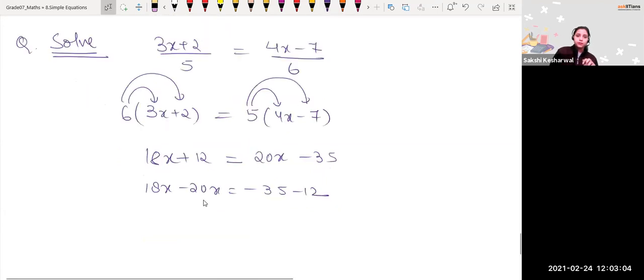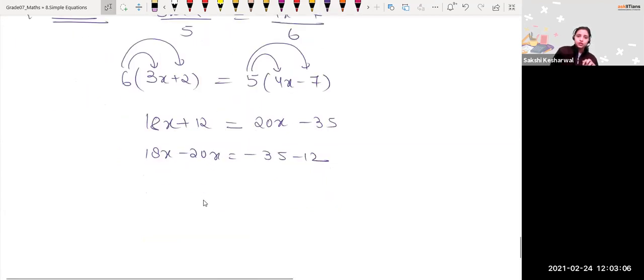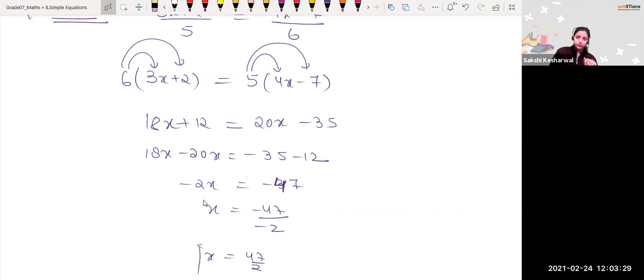Plus will become minus, plus 12 becomes negative, and my plus 20x will become minus 20x. So 18 minus 20 is what? Minus 2x is equals to what, beta? Minus 47, not 37. So again, x is equals to minus 47 divided by minus 2. Negative and negative cancel. So x is equals to 47 by 2. That's your answer, right?